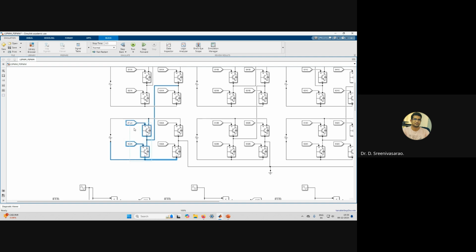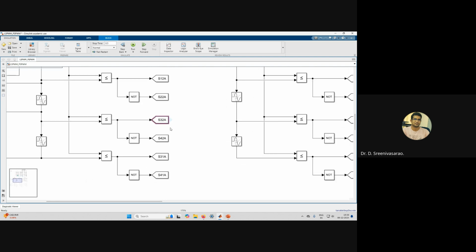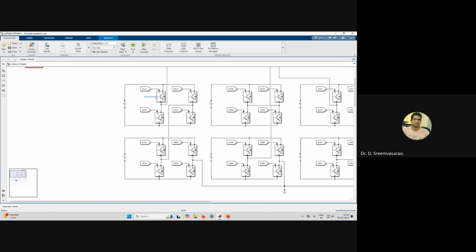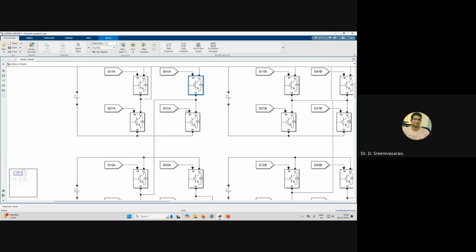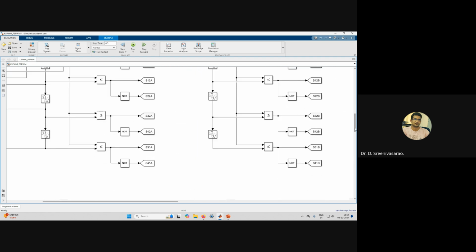In the bottom side, this device and this device. Now the third carrier is supposed to control S32A and S42A. As we discussed, it is in a U shape, right? First this device, next this device, third, fourth, fifth, sixth, seventh, eighth, likewise. The last carrier is supposed to control these two devices, that is S41A and S31A.